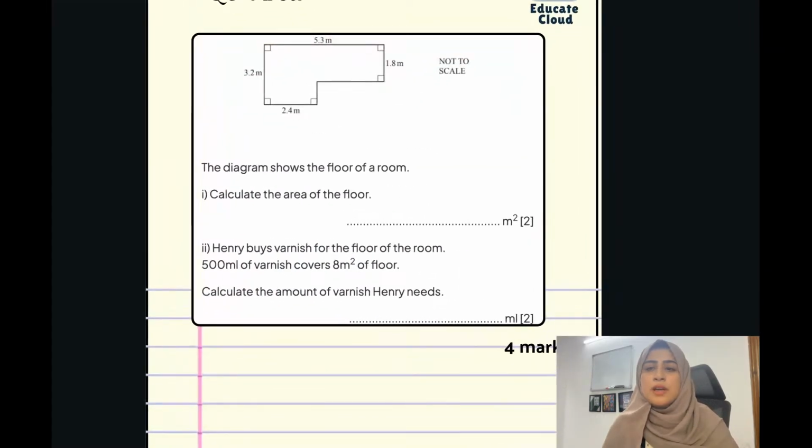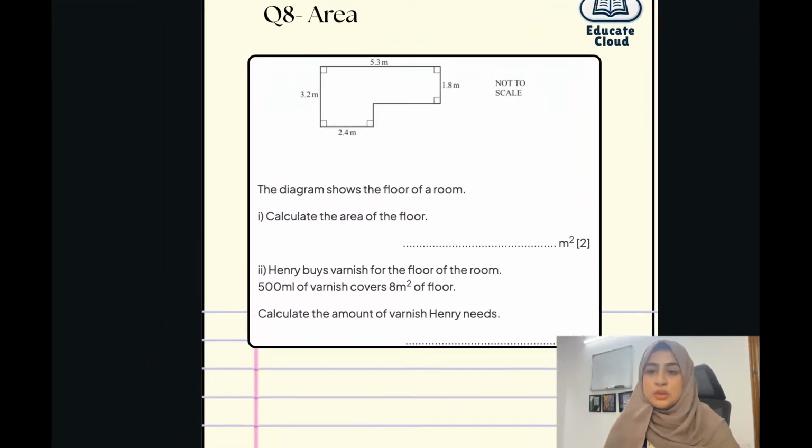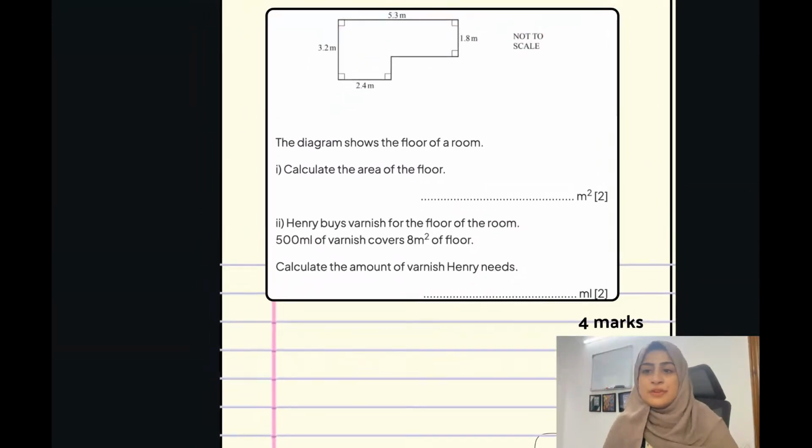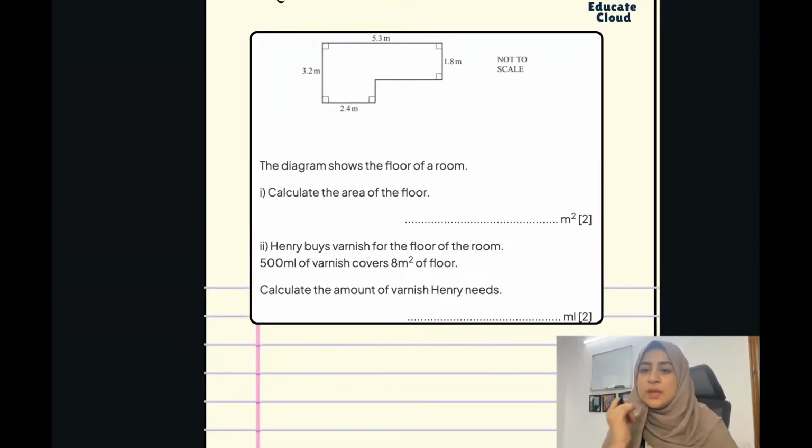Okay, next question is on area. These are very likely topics to come up. Questions like this are really likely to come up in the exam. So it says the diagram shows the floor of a room. Calculate the area of the floor. To calculate the area of the floor, we do have to split it.